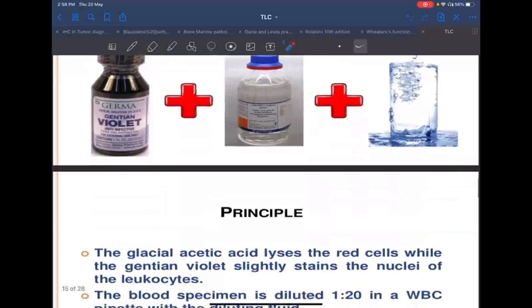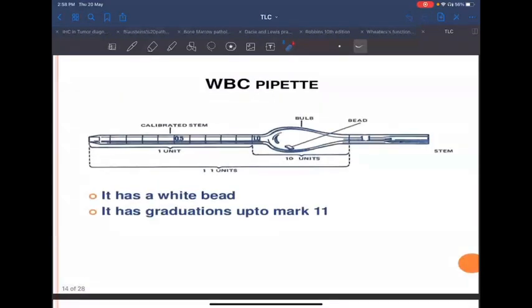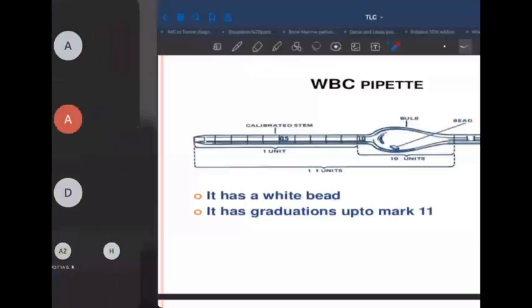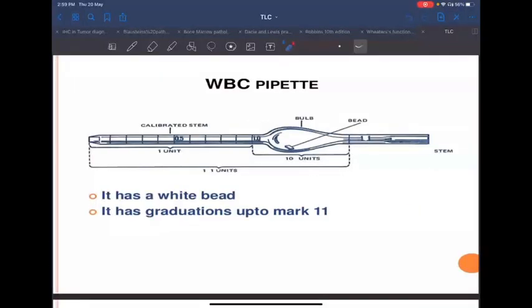What's the diluting fluid used in WBC estimation, WBC count? Can anyone tell? Turk's fluid, which contains Gentian violet and acetic acid. Gentian violet is 1%, which is for giving color, and 0.3% acetic acid, which is to lyse the RBCs and kill microbes. It is mainly for the RBCs because they can also appear on the surface. So to avoid RBCs, we use glacial acetic acid. So how does it avoid RBCs? What does it do?